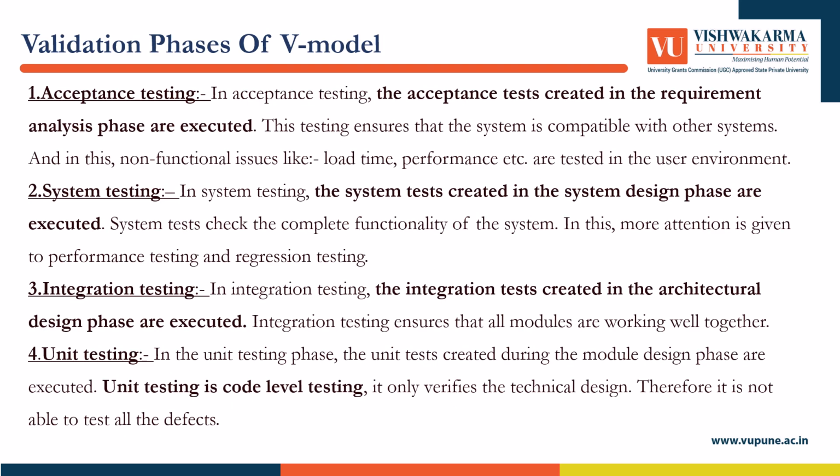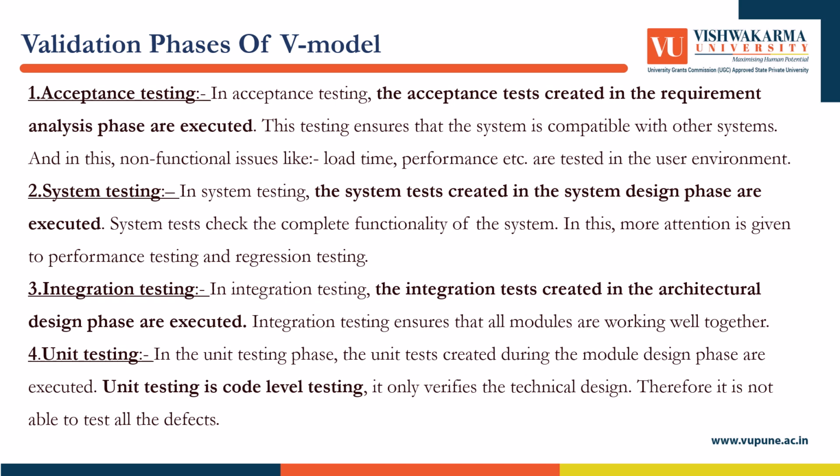So now let's move towards the validation phases. The validation phase includes acceptance testing, system testing, integration testing, and unit testing. Acceptance testing is where the acceptance tests created in the requirement analysis phase are executed. This testing ensures that the system is compatible with the other systems, and in this, non-functional issues like load time, performance, etc. are tested in the user environment.